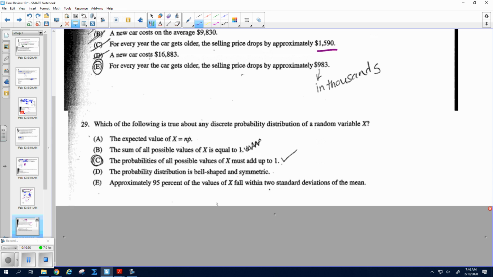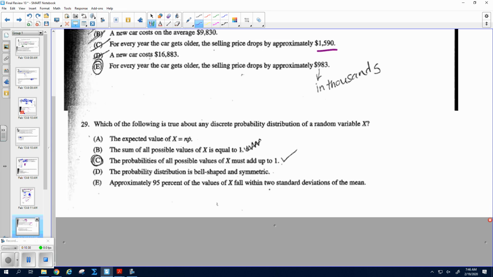So what's true about discrete variables? Discrete is when you want to think of like a table. There's spaces in between, so you can only get certain values and not anything in between those values. And the correct answer here is C.